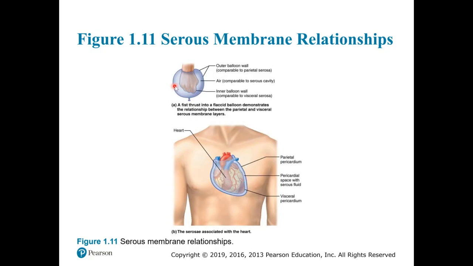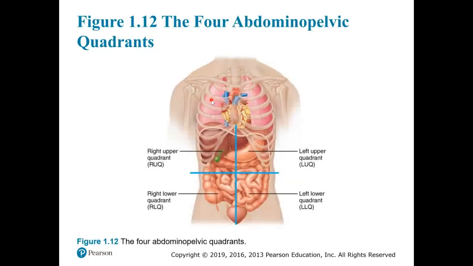It's sort of like, this is a good diagram up here. If you took a balloon and stuck your fist into it, you would have the rubber of the balloon up against your hand. That's analogous to the visceral pericardium. Then you would have the rest of the balloon out here. This would be analogous to the parietal pericardium. And in between, you'd have some air, which would be analogous to the serous fluid. Now, if you did this, you could wiggle your fingers a bit and not mess with anything that's outside the balloon.